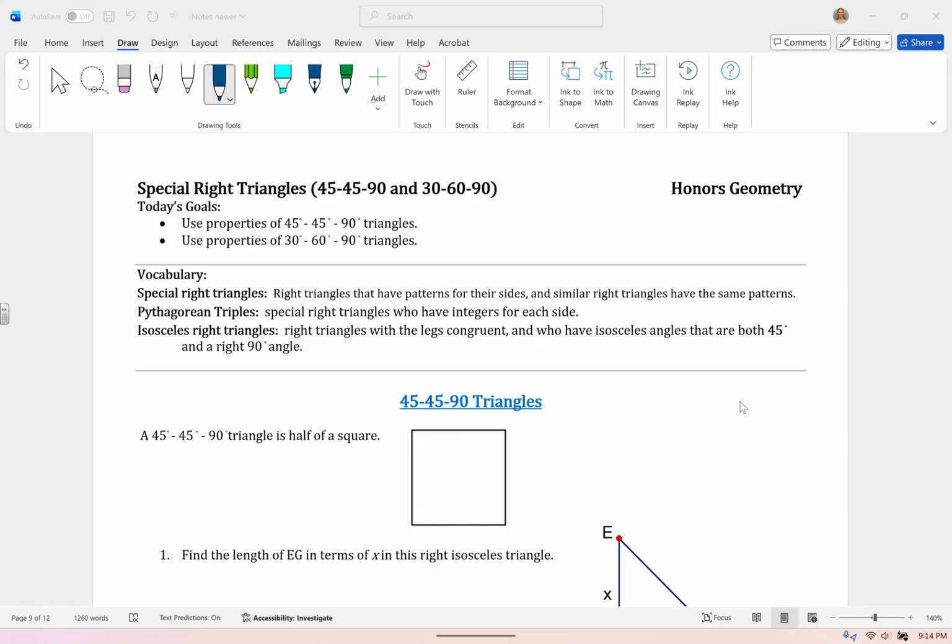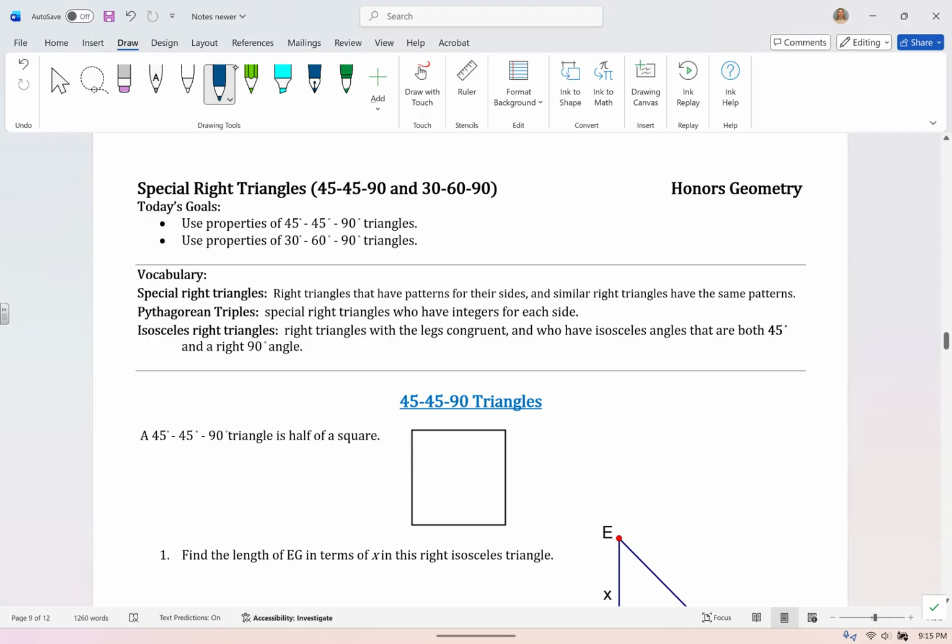Okay, so today we're going to be talking about special right triangles. I'll probably break it up into two different videos, one for 45, 45, 90, and one for 30, 60, 90. Depending what part you need to see, then great, because they're both really special and they're really helpful.